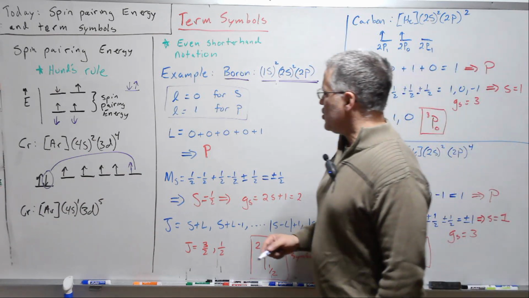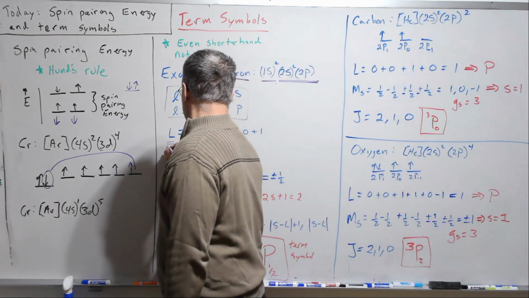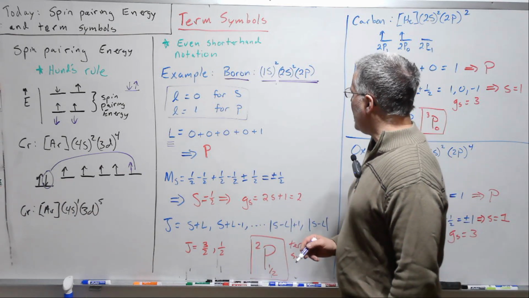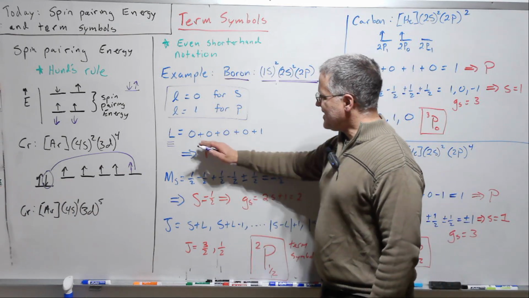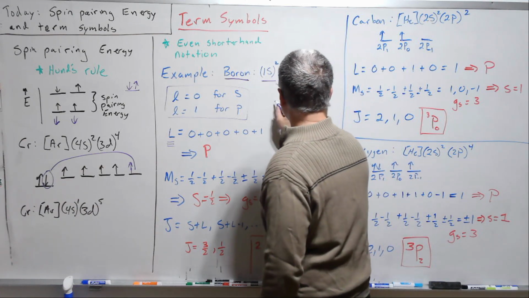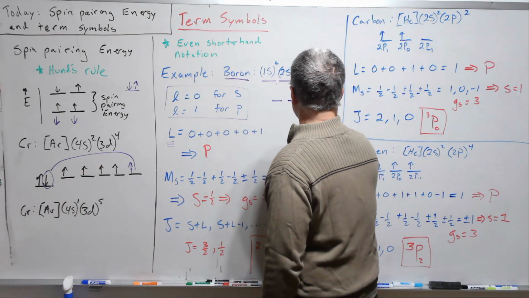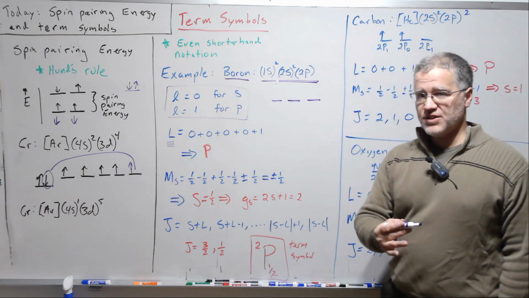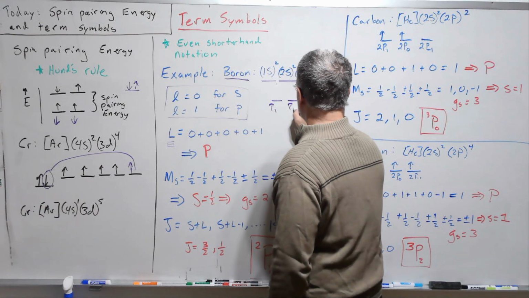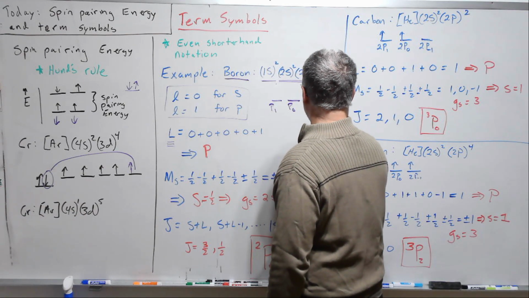Well, we define this total L, this total angular momentum, as the largest value of L that we can make. And so let's think about these p's. We use the physicist picture now, not the chemist picture, and we say p1, p0, and p minus 1.